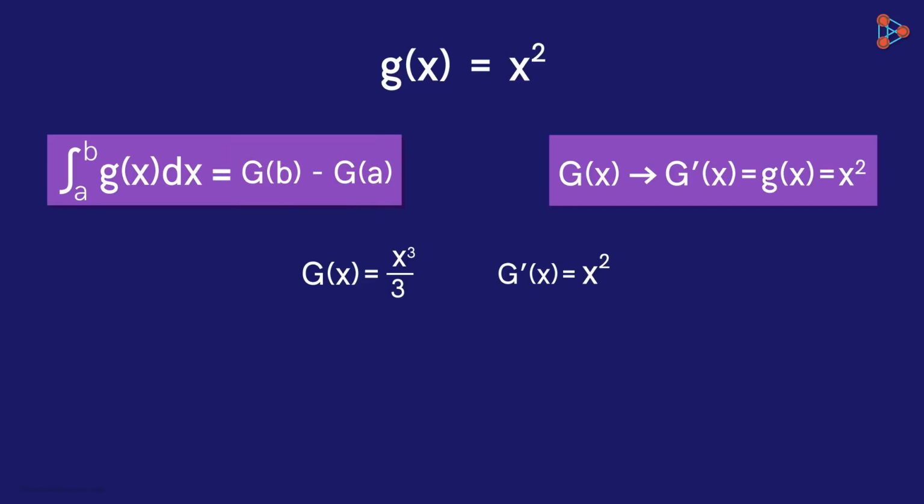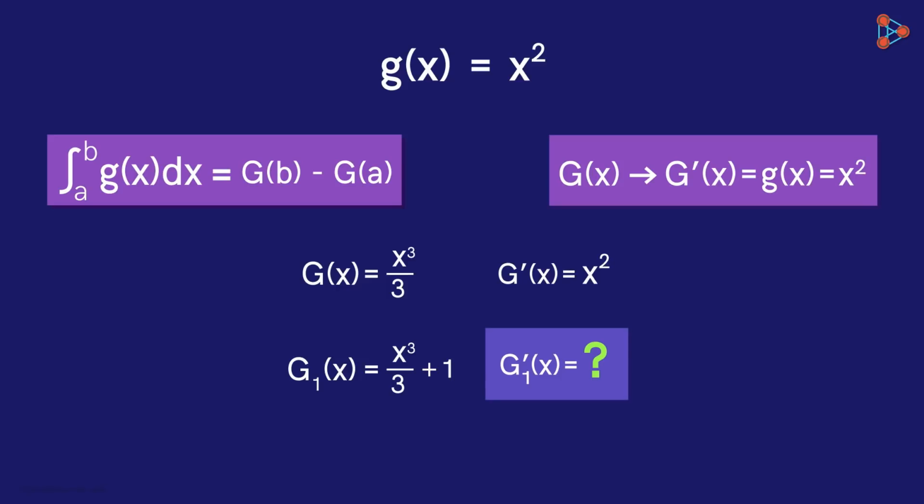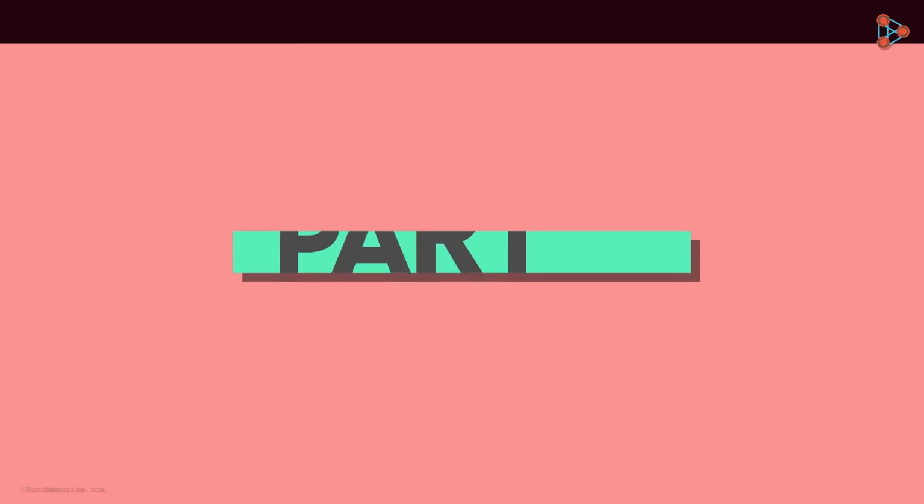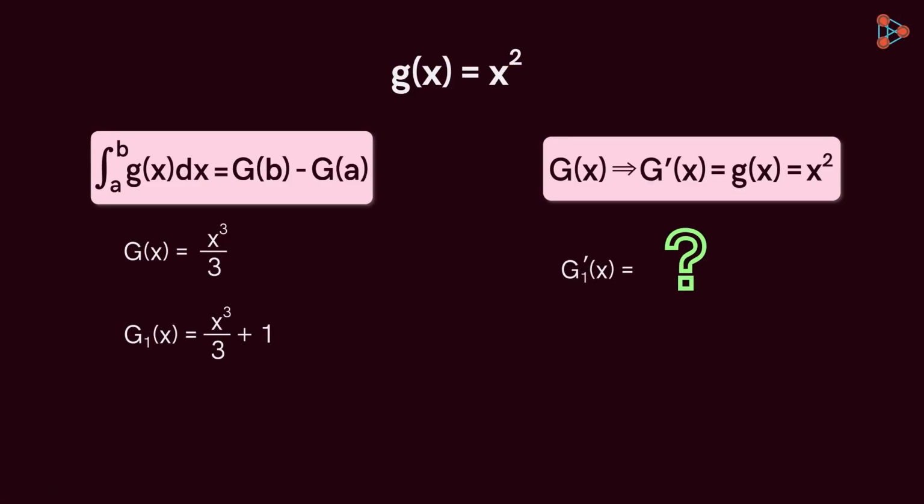But wait, what if we add a constant, let's say 1, to this function capital G of x? What will be the derivative of the function capital G1 of x? Let's continue this in the next part. So what will be the derivative of the function capital G1 of x? Yes, notice that the function capital G1 of x is just the function capital G of x plus 1.